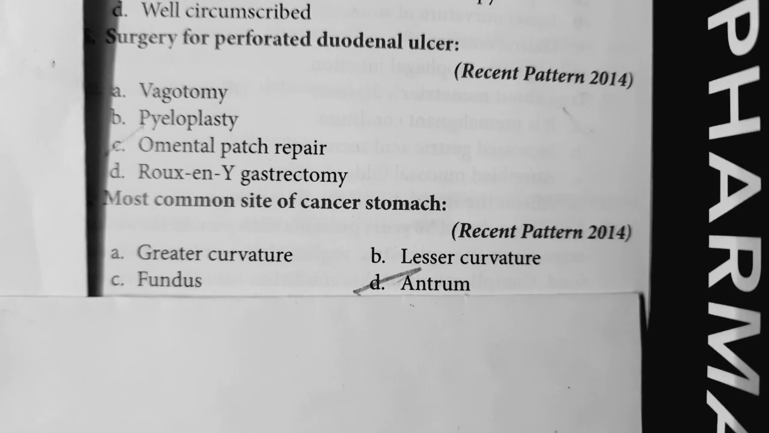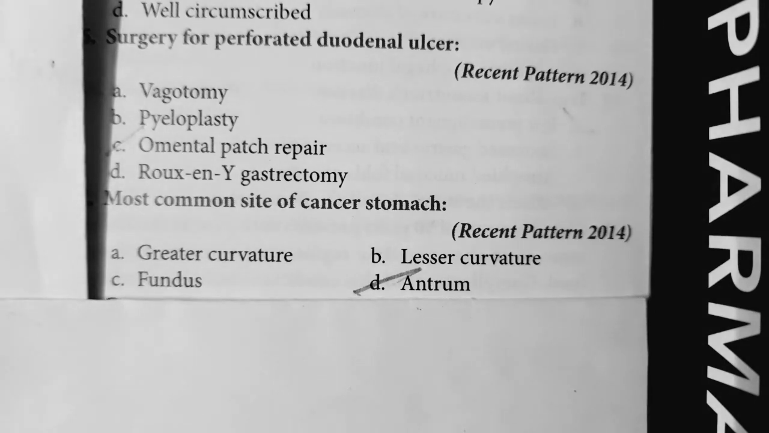Most common site of cancer stomach in pernicious anemia is fundus of the stomach. Most common site of lymphoma is antrum. Most common site of lymphoma in Burkitt's type of lymphoma is body of stomach. Most common site of gastrointestinal stromal tumor is proximal stomach.